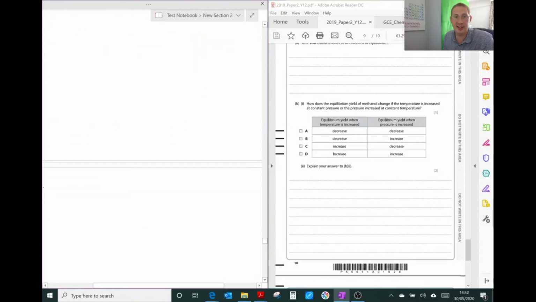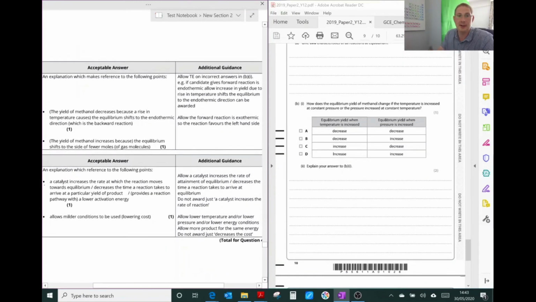Explain your answer. I've pretty much done it. An explanation which makes reference to the following points. A rise in temperature causes the equilibrium to shift in the endothermic direction, and therefore it will move to the left. Second thing is that higher pressure will shift to the side with fewer gas molecules. And the second one there. You didn't do this question, ignore that.